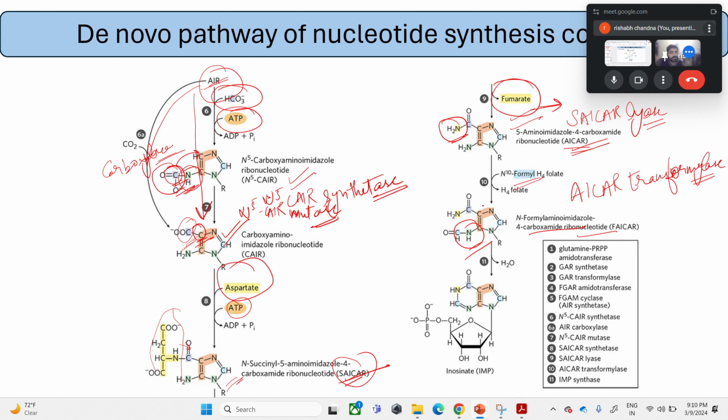Okay, so this particular ring, the second six-membered ring, is also formed. The only thing left is the bond formation between these two moieties. So now this water is released, and the first precursor for the purines is formed, that is inosine monophosphate. Okay, so this molecule is called inosine.